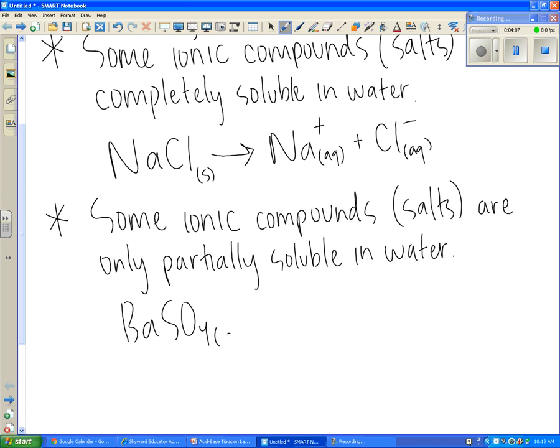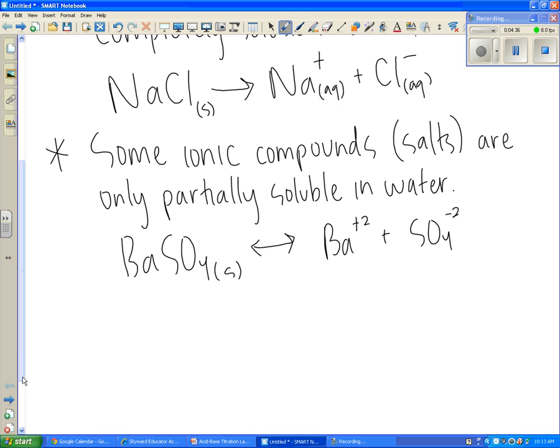So when we put barium sulfate in water, an equilibrium will be established. Some barium ions will form, and some sulfate ions will form, but there will also be barium sulfate remaining. And so we'll have this constant conversion of barium sulfate converting to barium and sulfate ions and barium ions converting to barium sulfate. Now, because this is an equilibrium, we can write an equilibrium expression.